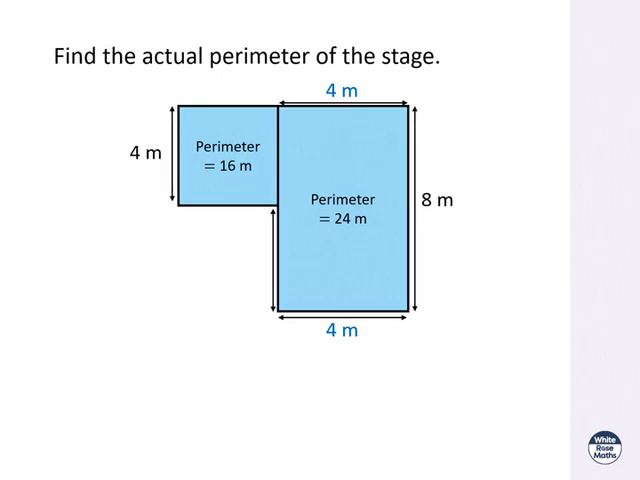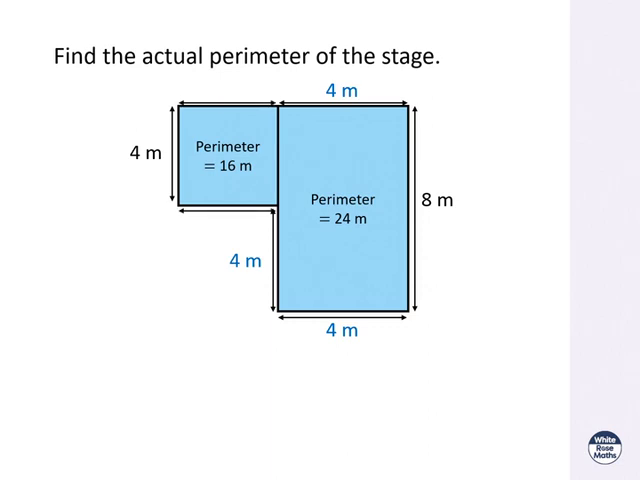Now let's identify the length of this missing side. Well, I could think about using the vertical sides to help. 8 subtract 4 is equal to 4. So this side must also be 4 metres.